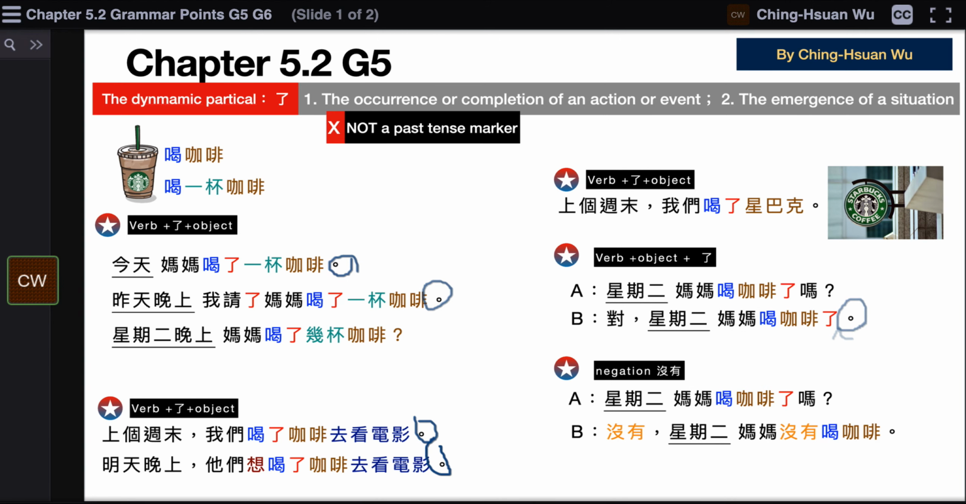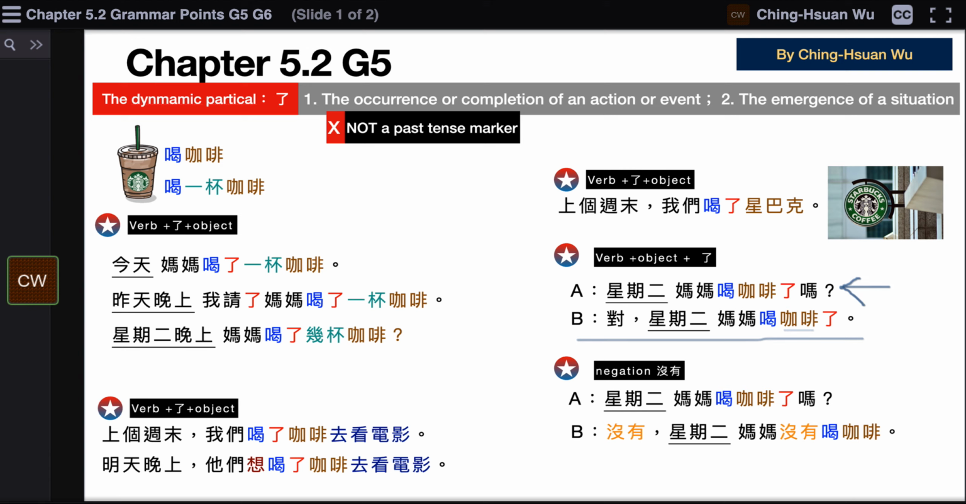There is no major word here. And we put le in the end of verb and object because this sentence is to respond to this one, a yes or no question.